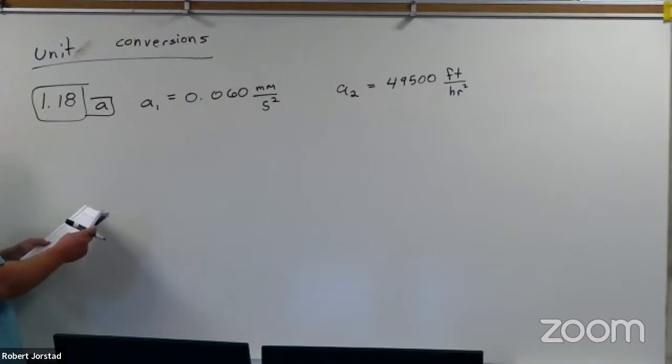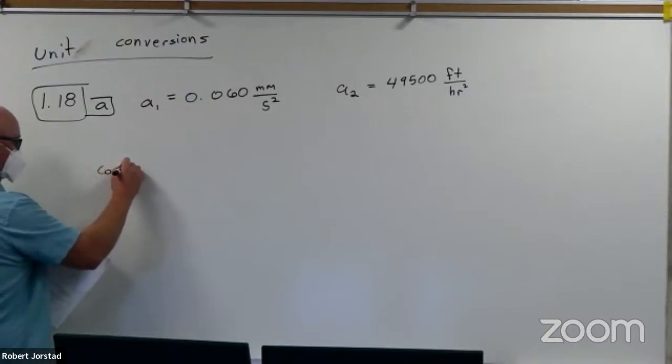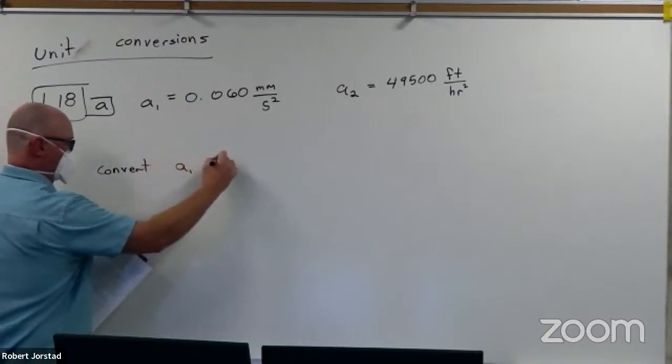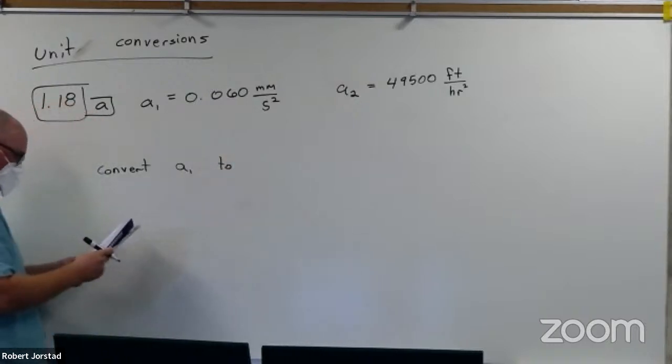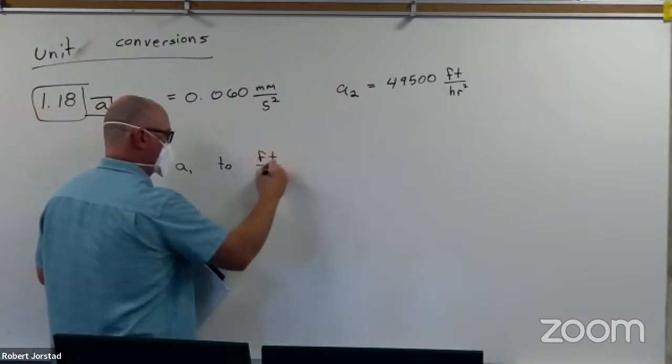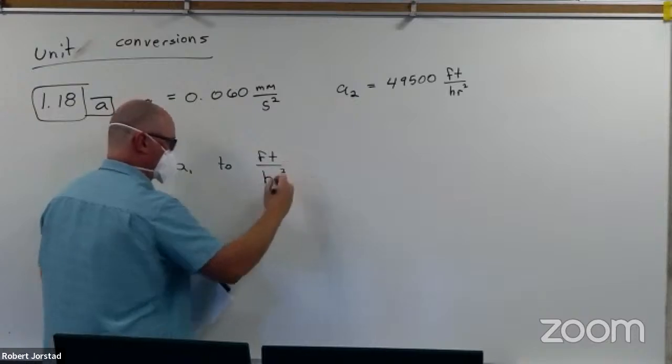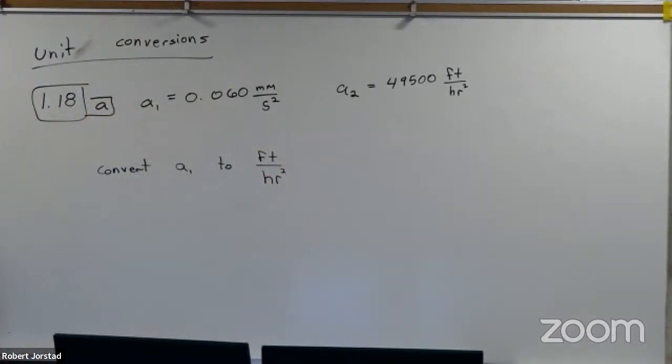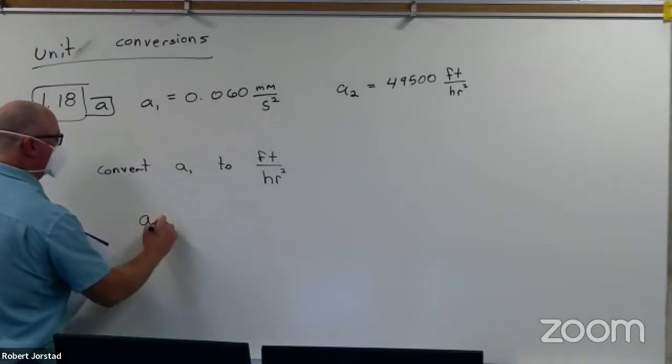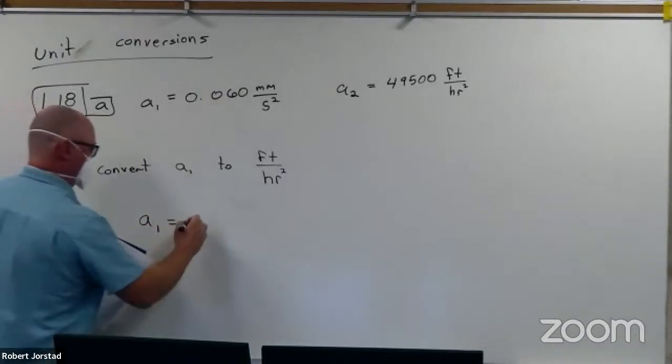All right, so now what are we going to do? Convert A1 to feet per hour squared. There are many correct ways to do this. If you think you know how to do it, get it done, and check the answer and the solution. I'm going to do it one way on the board so people that want to can watch. Ignore me if you feel like you know how to do it, and check with the book.